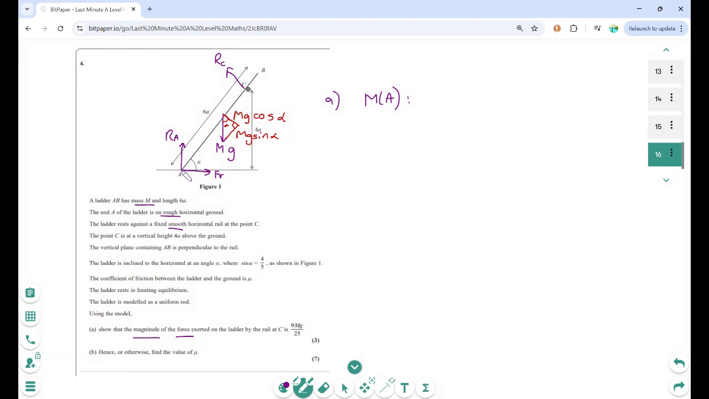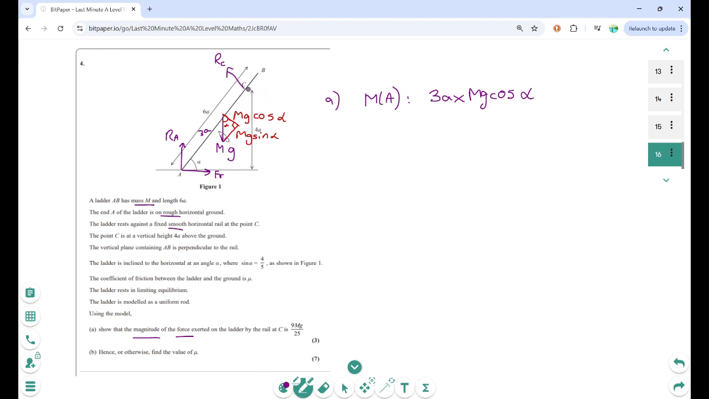Remember, moments are force times distance. The distance to the center of the plank is 3a. So this moment is going to have the distance times the force, which is mg cos alpha. That's going clockwise. So now we need to look at our other moment, which is anti-clockwise. So we need the moment for RC.